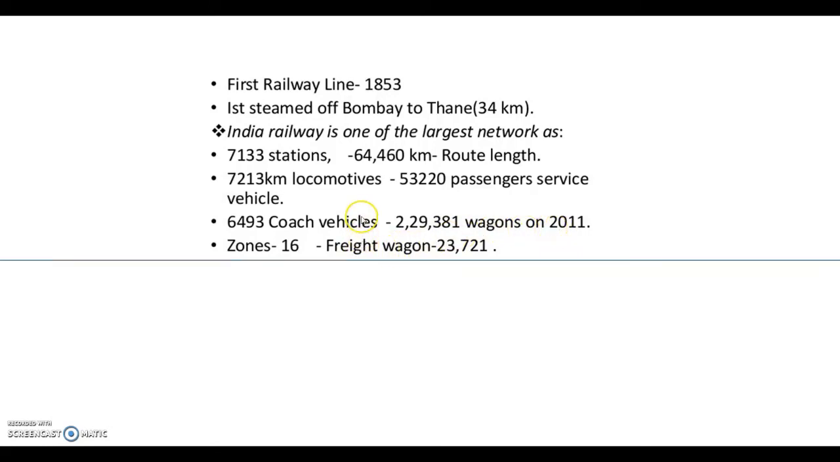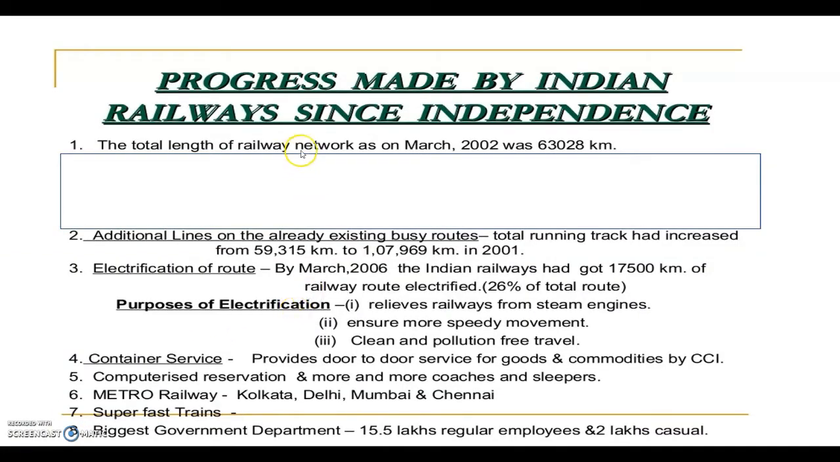The Indian Railway is now organized into 16 zones. Freight wagon 23,721. The progress made by Indian Railways since independence: the total length of the railway network as on March 2002 was 60,028 km. With additional lines on the already existing busy routes, total running track had increased from 59,315 km to 1,07,969 km in 2001.